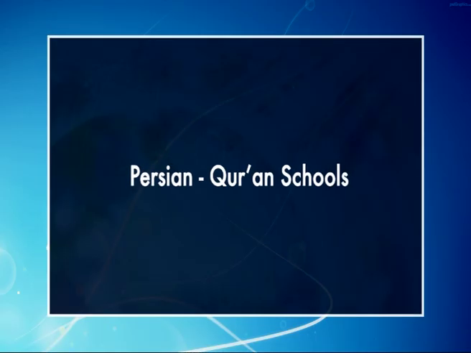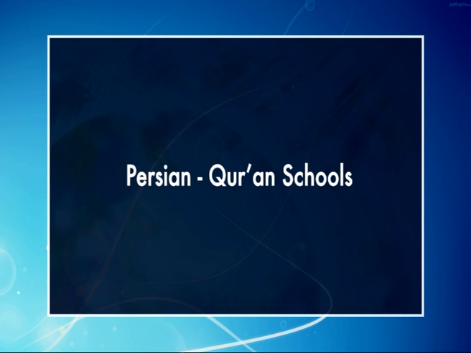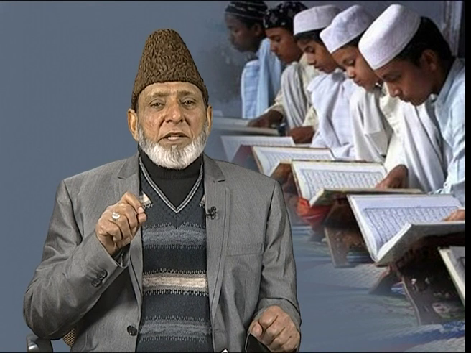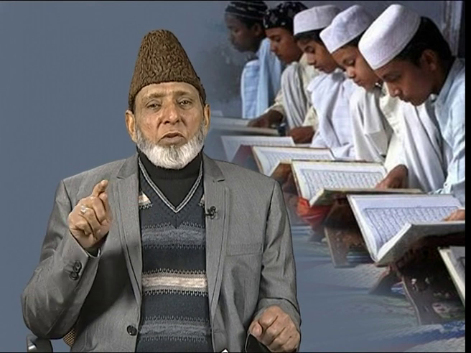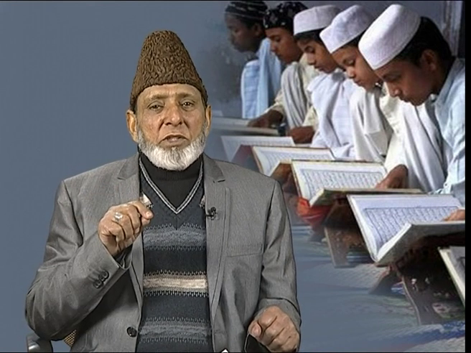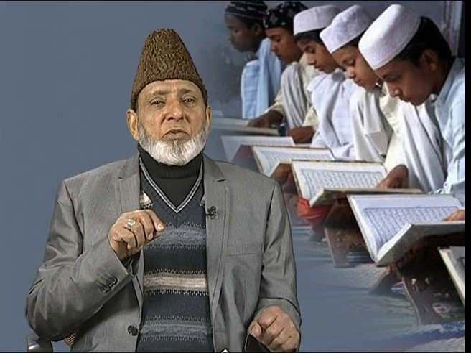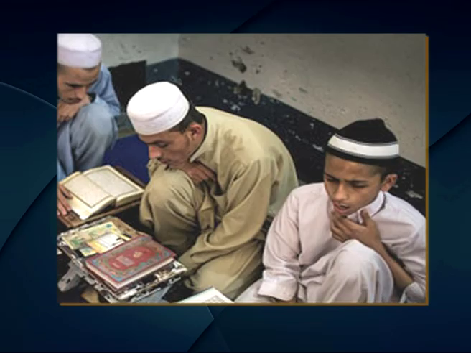The third type of Maktaba was known as Persian Quran schools. Such schools combined in them features of both the Quran schools and the Persian schools. The students used to learn Quran by heart and also learn its translation in Persian language.